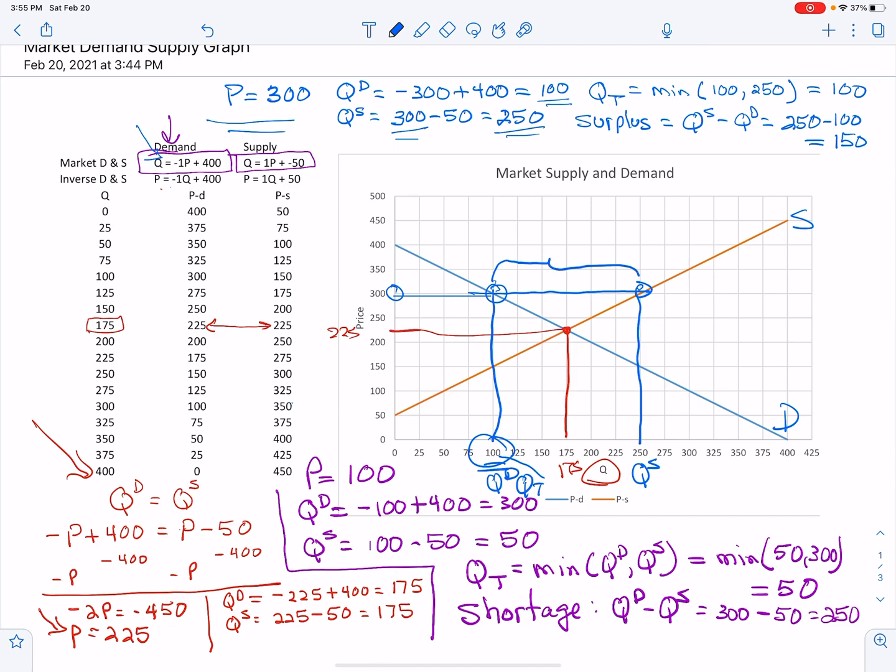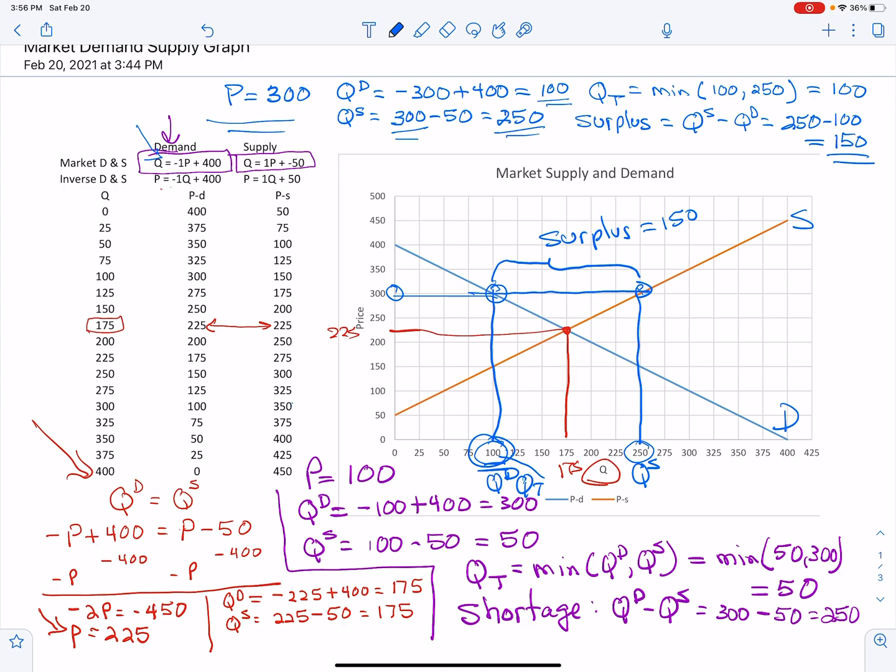We also see that we have what we call a surplus. And what's a surplus? Well, a surplus is defined when the quantity supplied is greater than the quantity demanded. Quantity supplied is 250, quantity demanded is 100, and so the surplus is the difference between those two. There's a surplus of 150 units. 250 units are being brought to the market to sell, but only 100 units are being sold. And so the difference between those two is 150. So in this example, the surplus is 150.